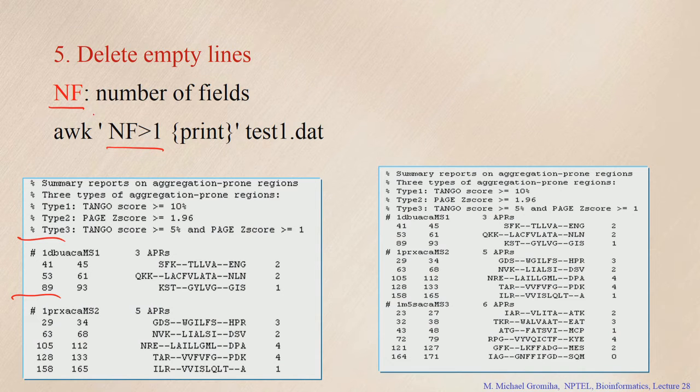You can see the code, from the condition to the action. Here the condition is NF greater than 1. What is the meaning of NF greater than 1? If the number of fields is more than 1, then you print. Will you get the results on the screen or in a file? On the screen. If you run this, you get this result: the empty lines are eliminated and all others are fine. In test3, this empty line is eliminated and this empty line is eliminated.